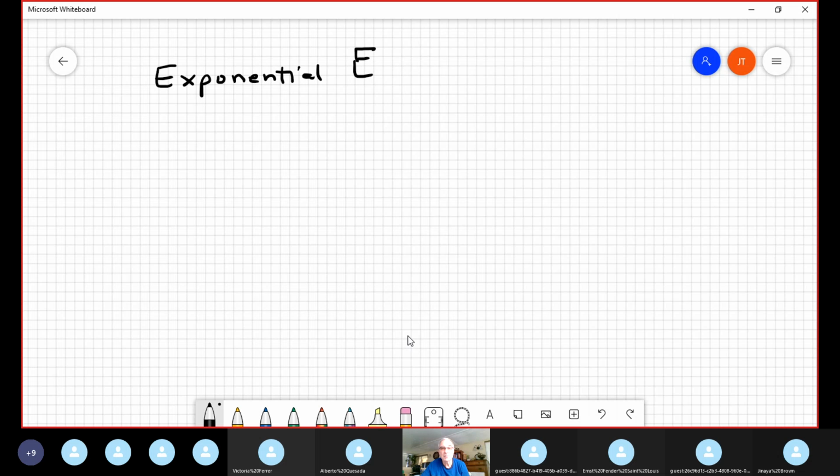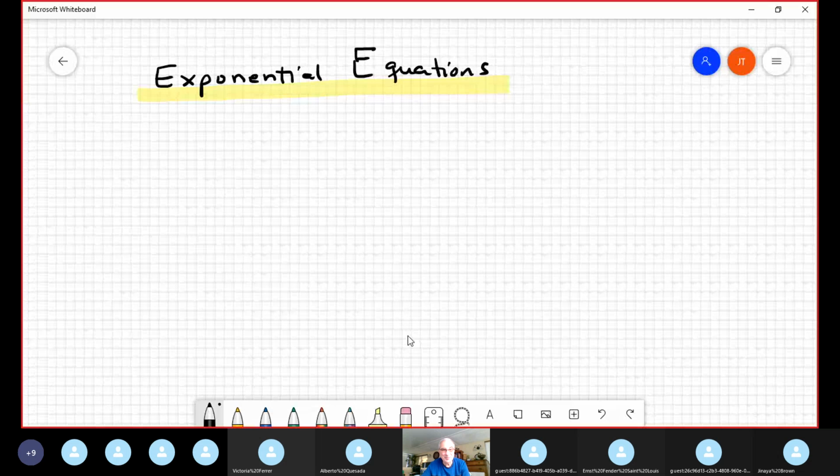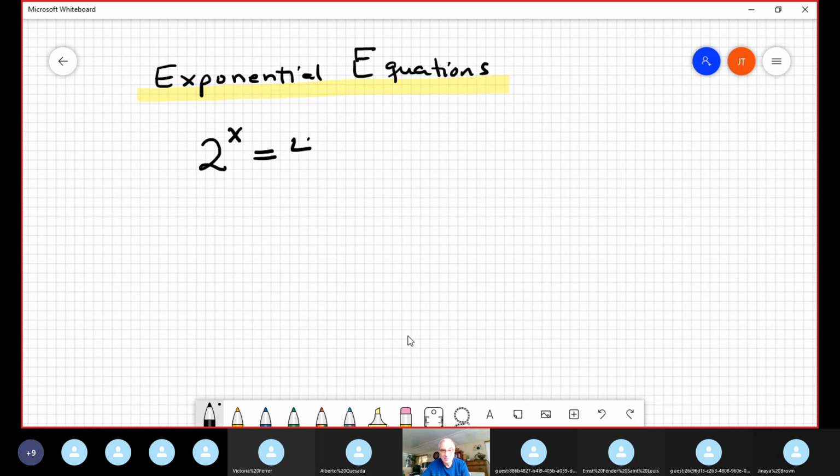Exponential equation. Okay, let me explain in detail exponential equation because we have time. Suppose this elementary kindergarten example: 2 to the x equal 4. Be careful, because it's not 2x equal 4. And this is the equation that we're doing in intermediate algebra.